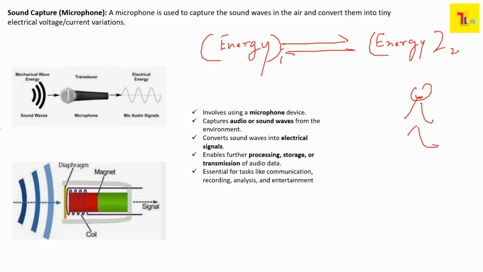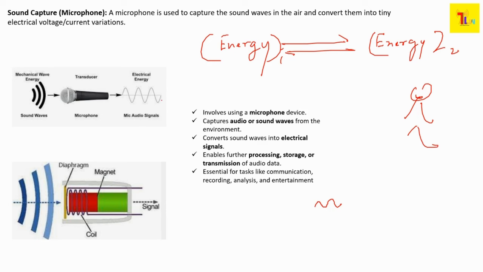After talking, our vocal cords start vibrating. If I say, hey, hello, how are you, according to my voice my vocal cords vibrate. Due to that vibration, some sound wave is generated in the air. Inside our phone, we have a transducer. A transducer is a device that can convert energy from one form to another form. The mechanical wave energy, that is the sound wave energy, we pass to this transducer, called the microphone, and the microphone converts it into electrical energy.